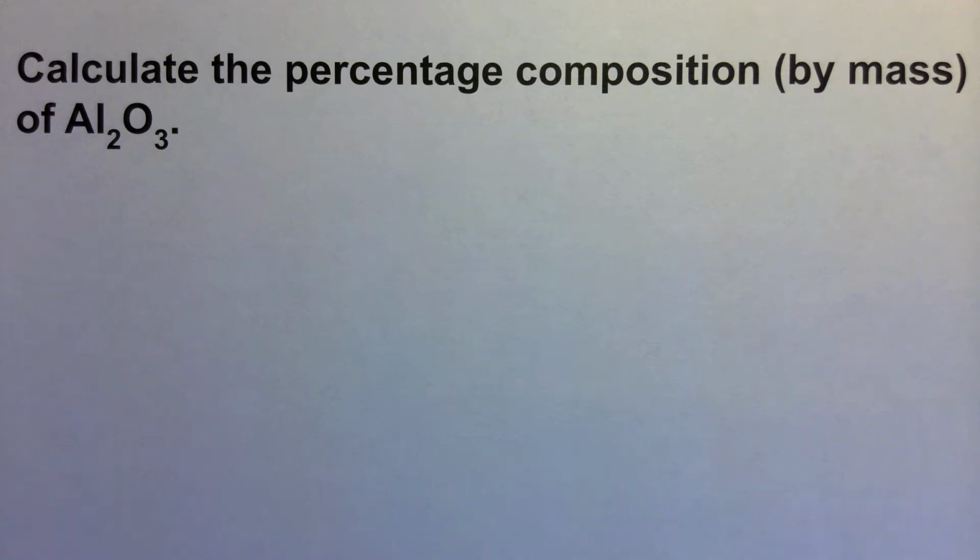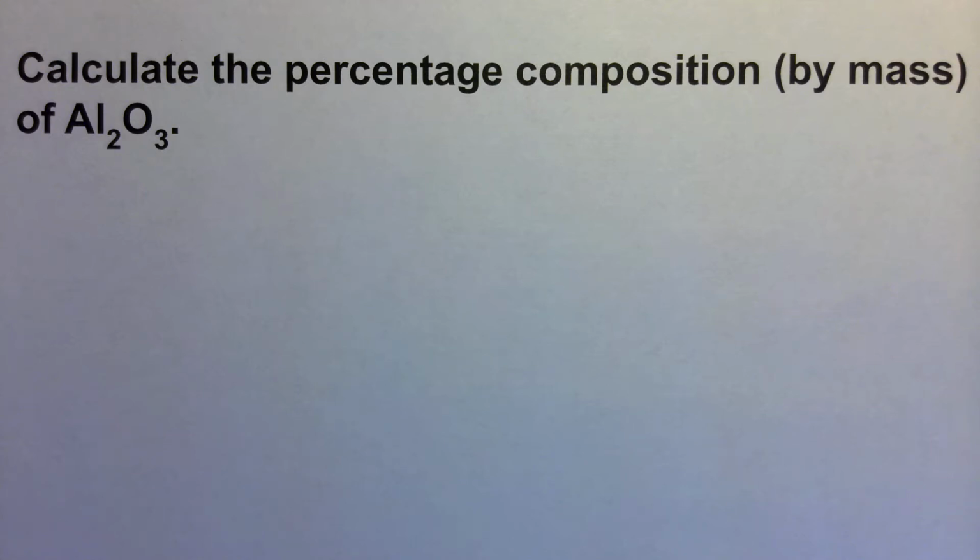So before we can get into things like empirical and molecular formula of compounds, we first need to understand percentage composition. And that's why we're going to be looking at an example here with aluminum oxide. In this example, we are asked to calculate the percentage composition by mass of aluminum oxide.